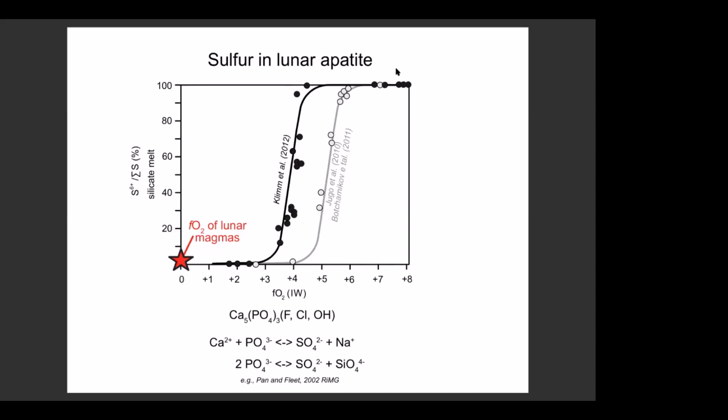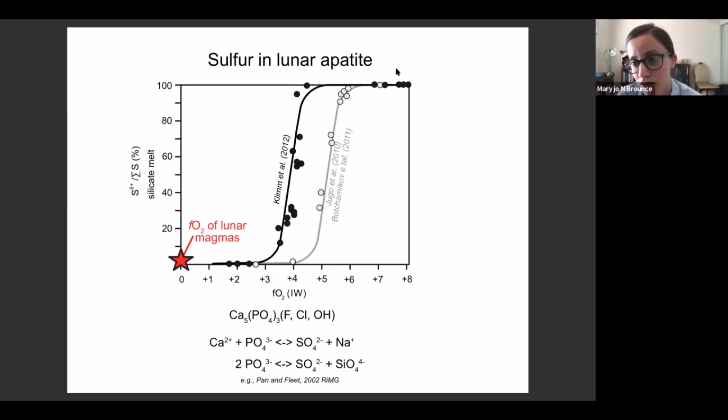Yep. Yeah, the choice of the reduced end member is important. The spectral features will change pretty dramatically.